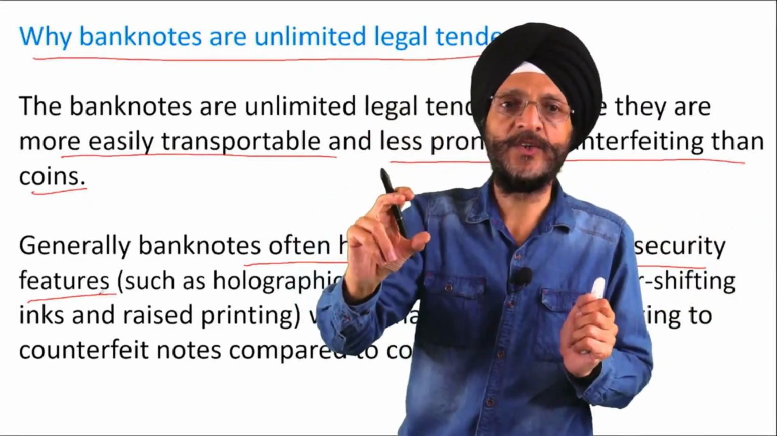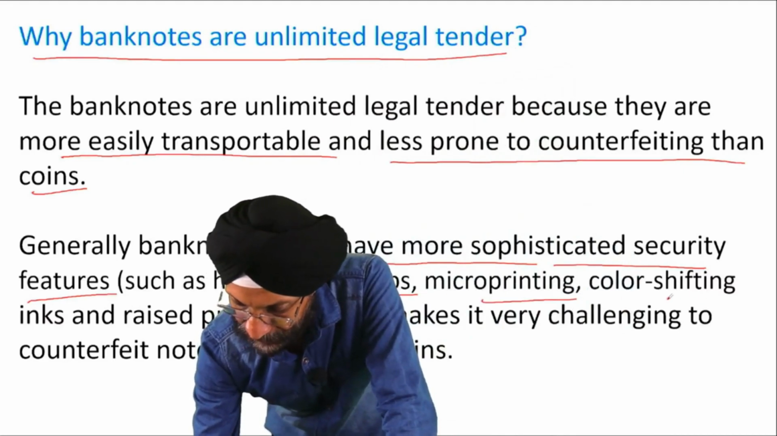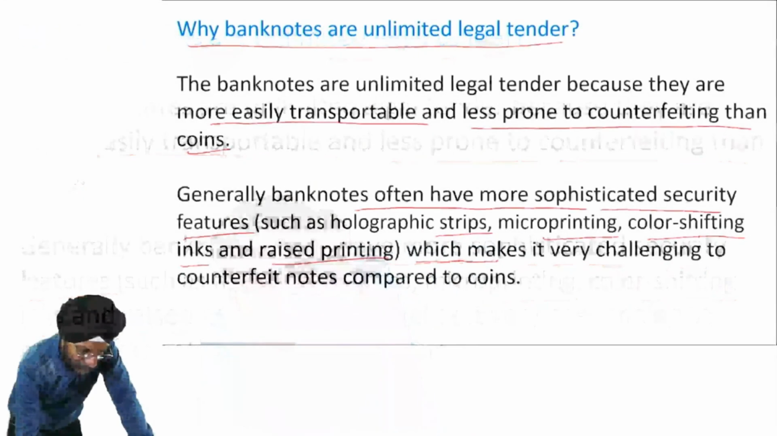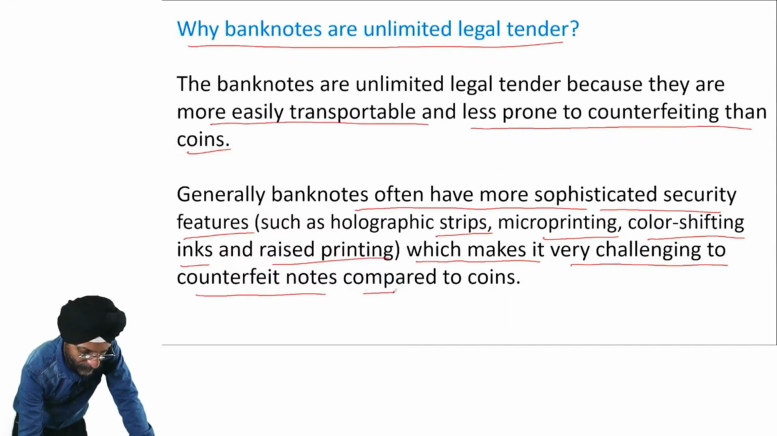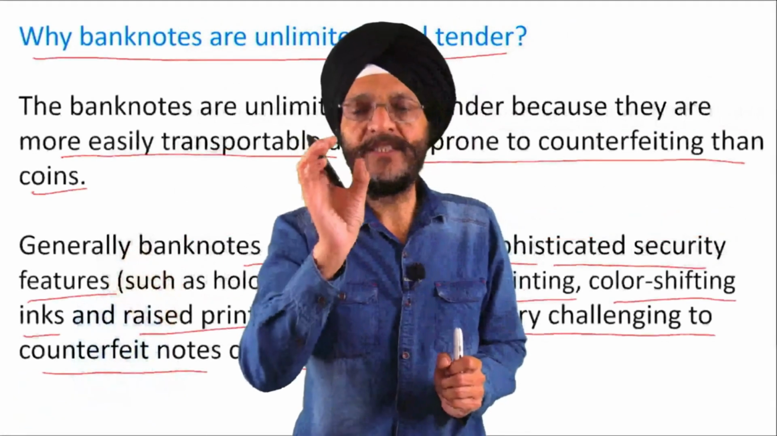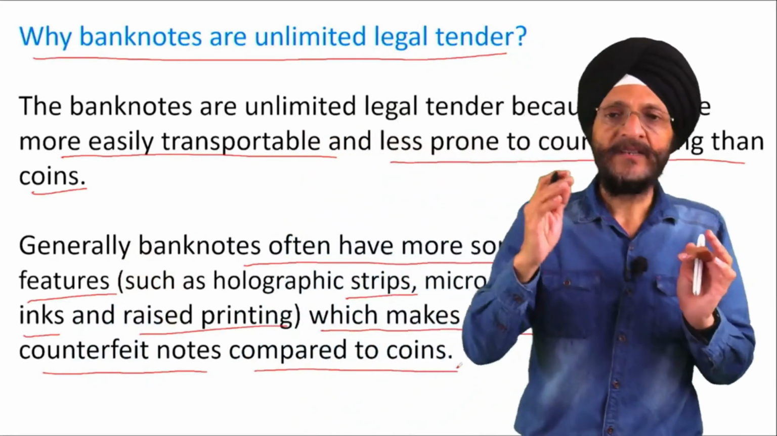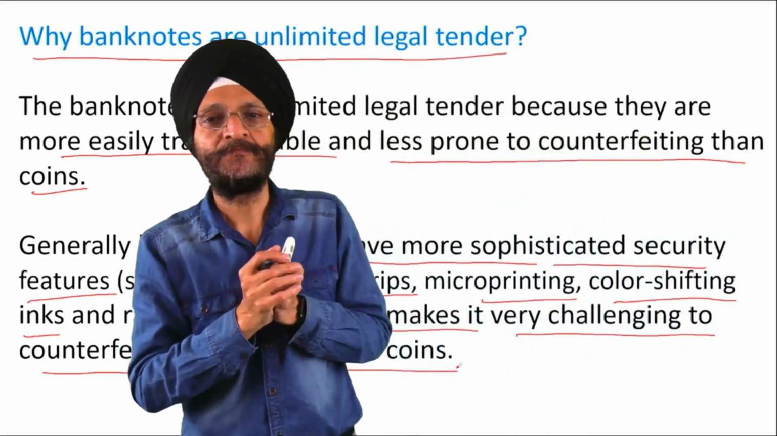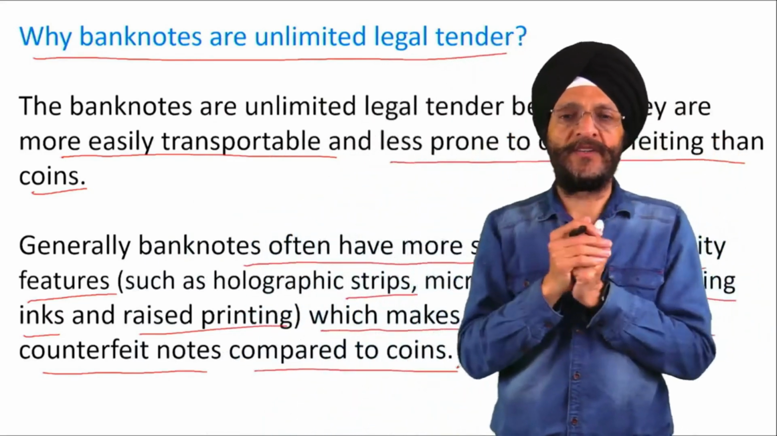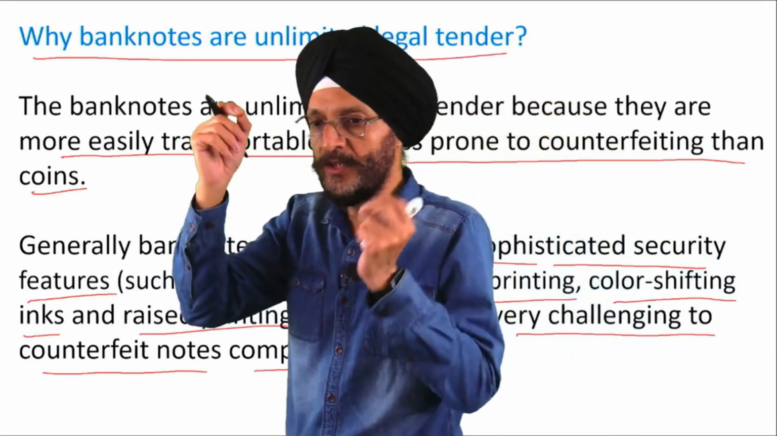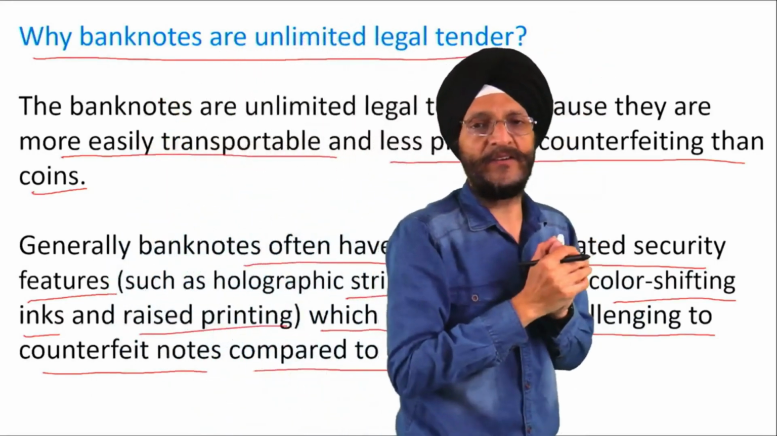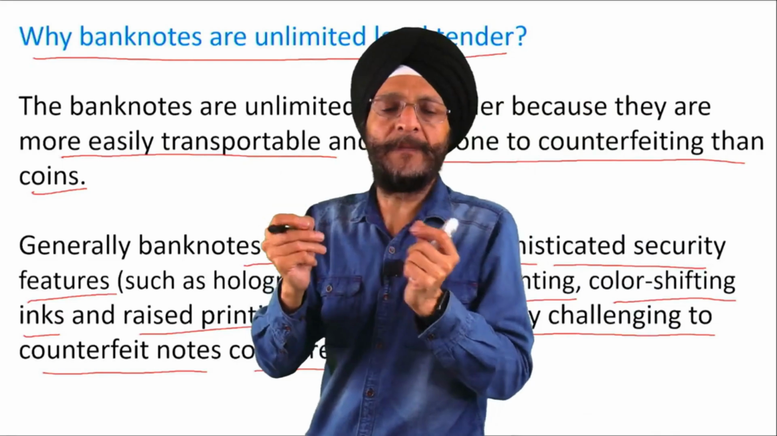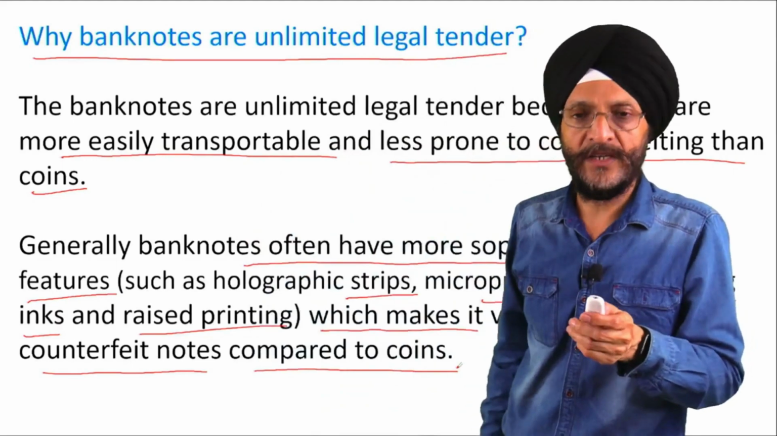There are many security features in the currency notes, such as holographic strips, micro printing, color shifting inks, raised printing, and much more, which makes it very challenging to counterfeit notes compared to coins. It means that coins can be easily made counterfeit. That is, it is possible that there may be fake coins, but it is very difficult because the paper used in making the banknotes is available in only very few countries, and the government or the central bank may have to import it from those few countries, because a particular type of paper or very superior quality paper is used in printing of the currency notes.